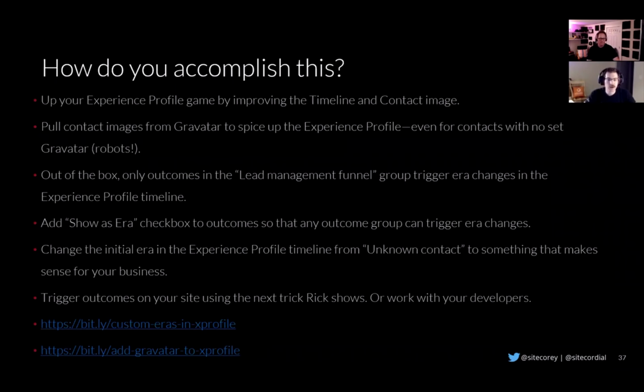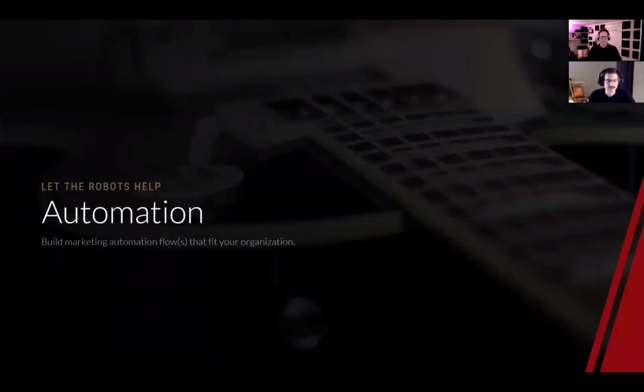Yep, so grab a screenshot of this, it recaps what I just talked about. Links at the bottom, custom eras in XP profile, you can give that to your devs, and then they can go and implement that checkbox that'll allow you to trigger timeline era changes with any outcome group. And then add Gravatar to experience profile, give that to your devs, and they can go and implement Gravatar in your experience profile and really spice it up for you. Much nicer experience. All right, so let's talk a little bit about automation.